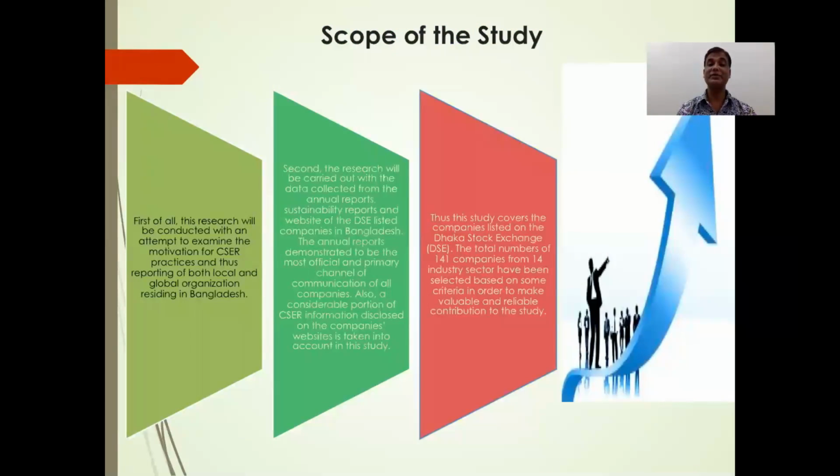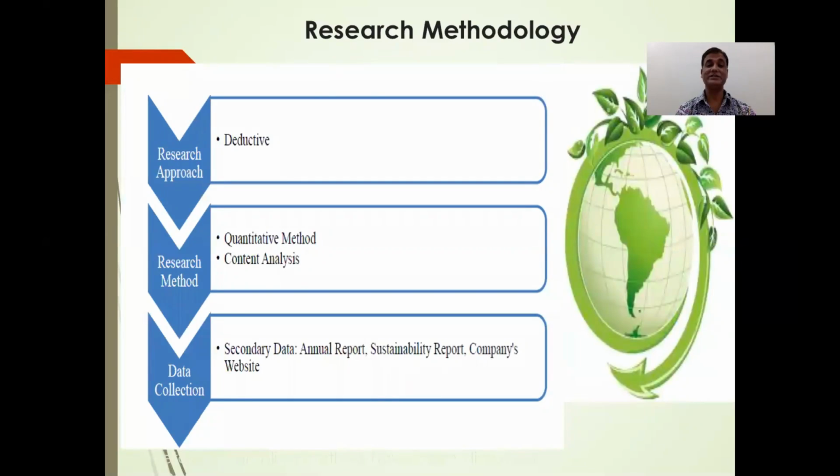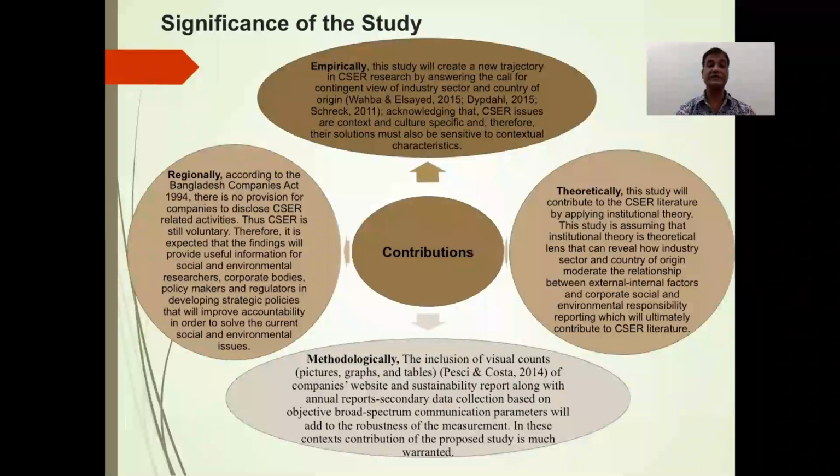And she has then presented the scope after the theoretical framework, and she has presented in 3 paragraphs the knowledge scope, methodological scope, and the contextual scope. And she has also a very simple slide on research methodology. She talked about deductive approach, talking about quantitative method, content analysis. She's talking about secondary data and the data sources. And finally, she is now talking about significance of the study.